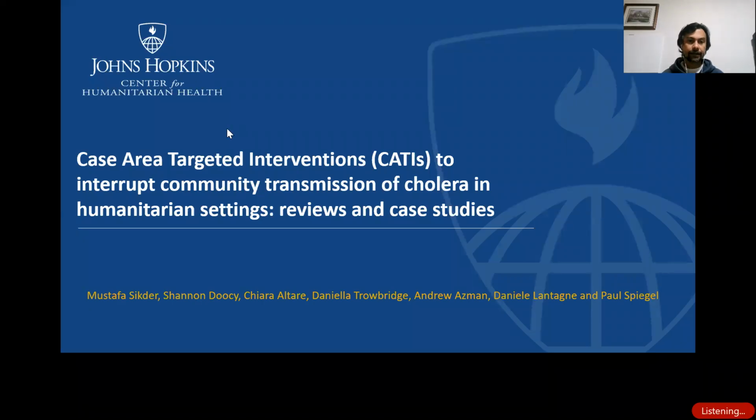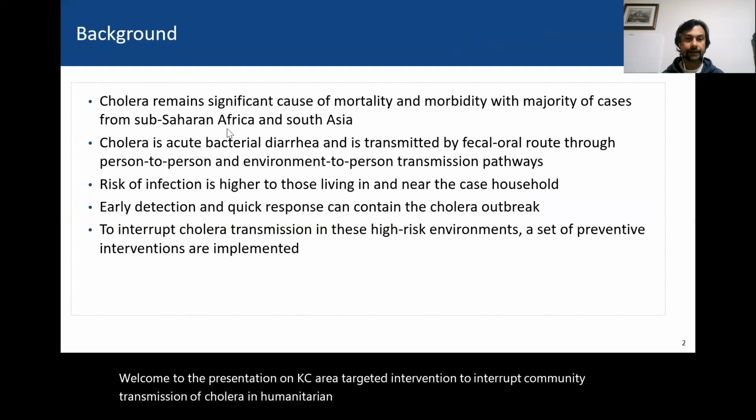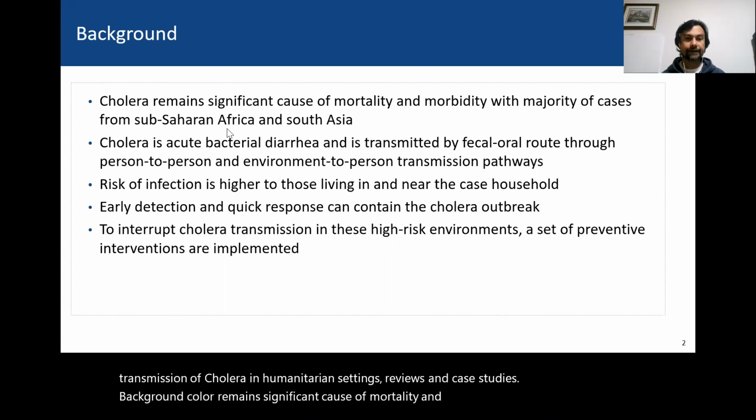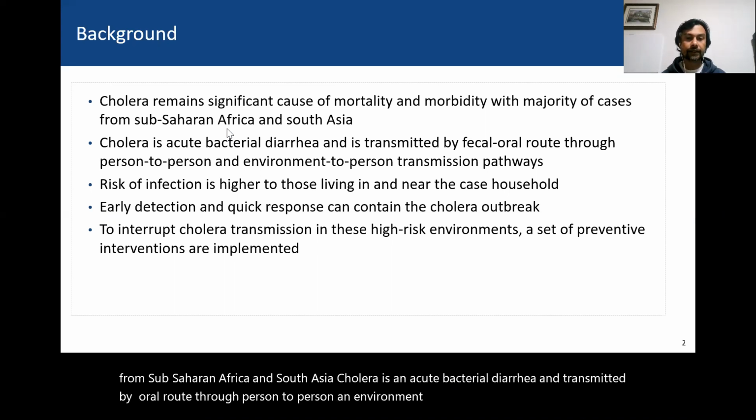Welcome to the presentation on case area targeted intervention to interrupt community transmission of cholera in humanitarian settings, reviews and case studies. Background: cholera remains a significant cause of mortality and morbidity, with the majority of cases from sub-Saharan Africa and South Asia. Cholera is an acute bacterial diarrhea and is transmitted by the fecal-oral route through person-to-person and environment-to-person transmission pathways.